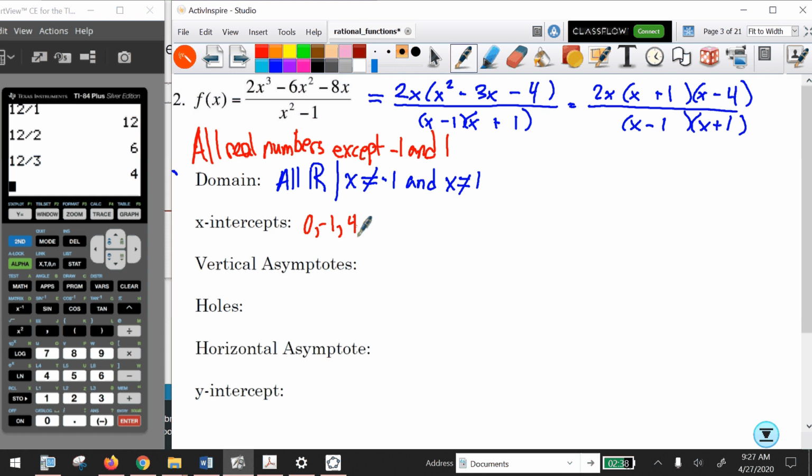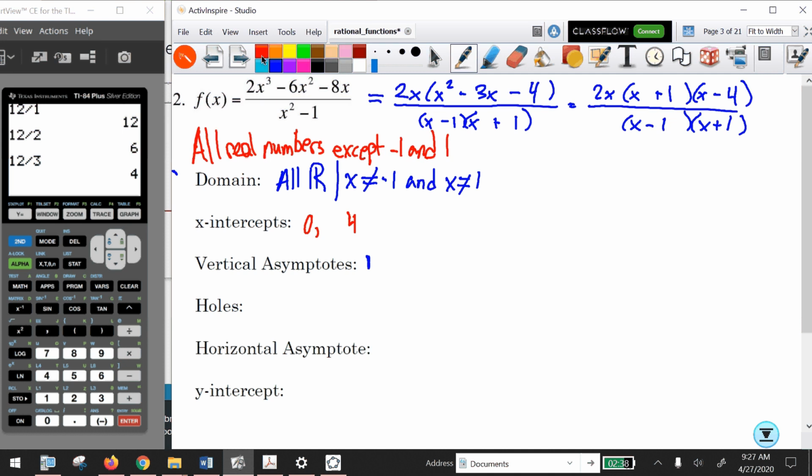Our vertical asymptotes. Actually, one of these x-intercepts appears in the denominator, so our -1 is actually not an x-intercept, but instead it's a hole. All right, so our vertical asymptotes are zeros of the denominator that do not appear as zeros in the numerator, and that would be just one of them, the number 1. 1 minus 1 is 0, and 1 does not equate the numerator to 0.